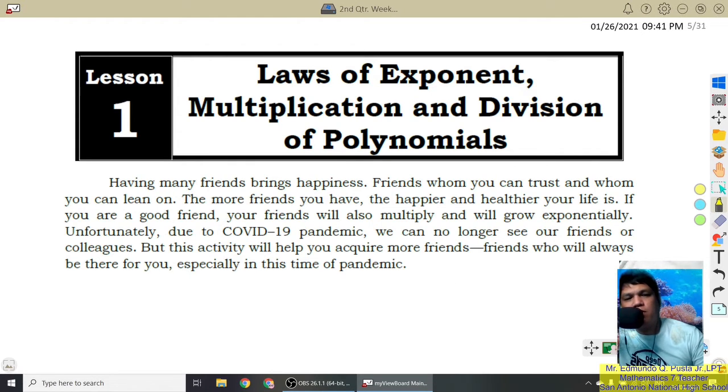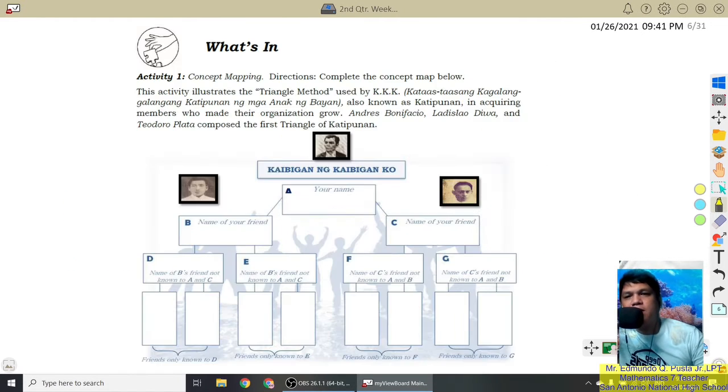Now, according to this module, we have this activity, What's In. In Activity 1, we have concept mapping. Directions: complete the concept map below. This activity illustrates the triangle method used by KKK. What is KKK? Kataastaasang Kagalang-galangang Katipunan ng mga Anak ng Bayan. That is history, also known simply as the Katipunan.